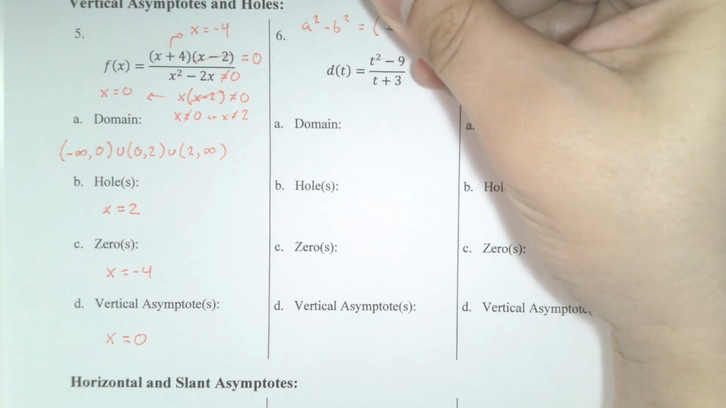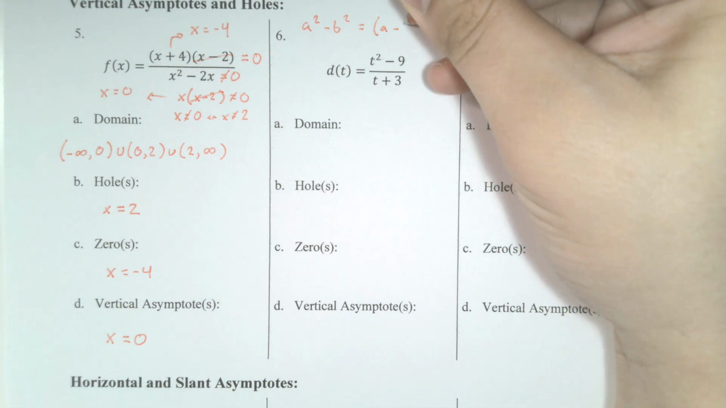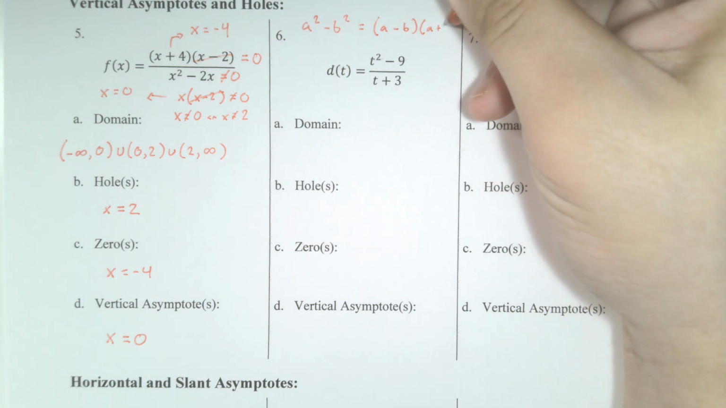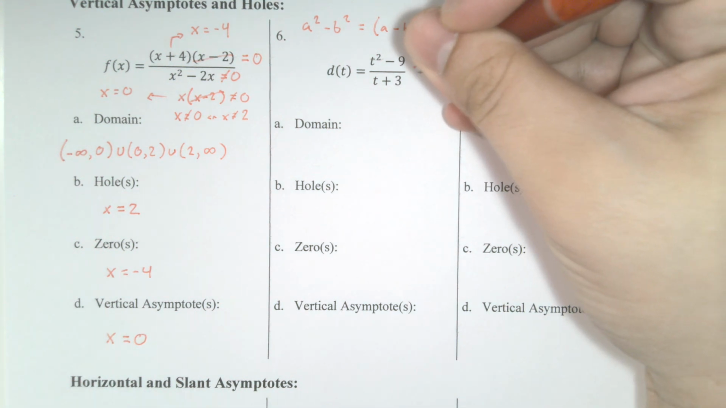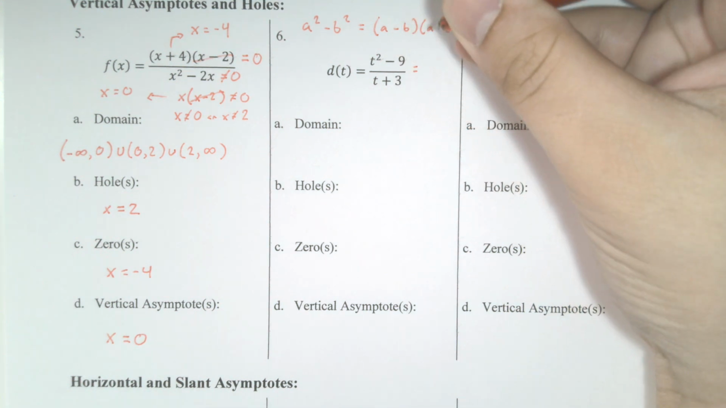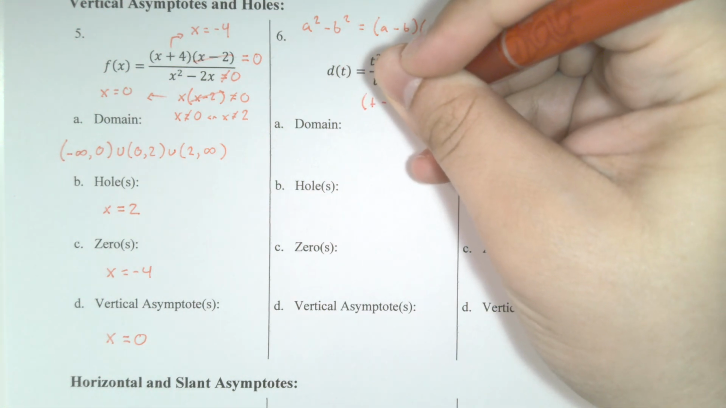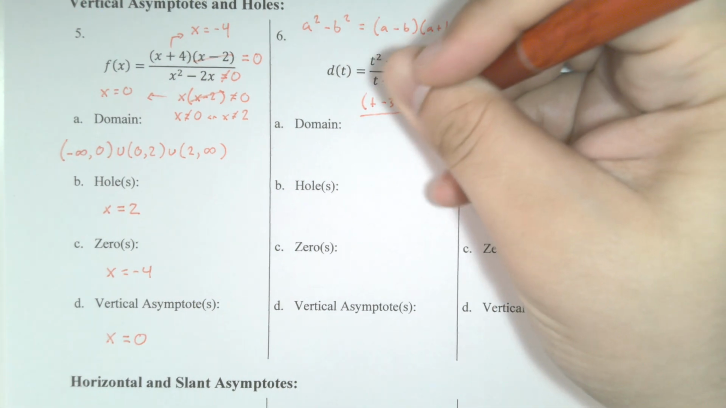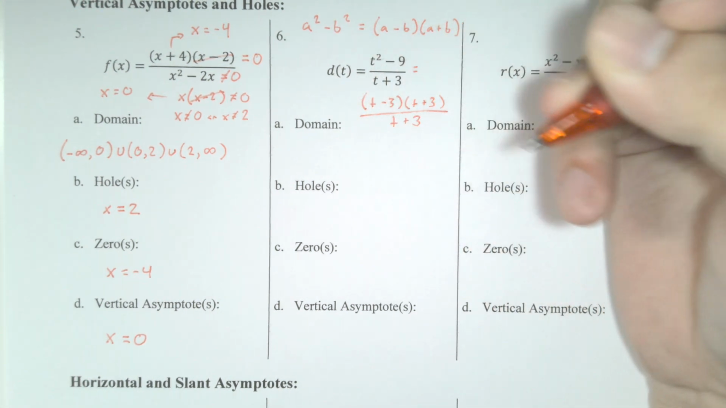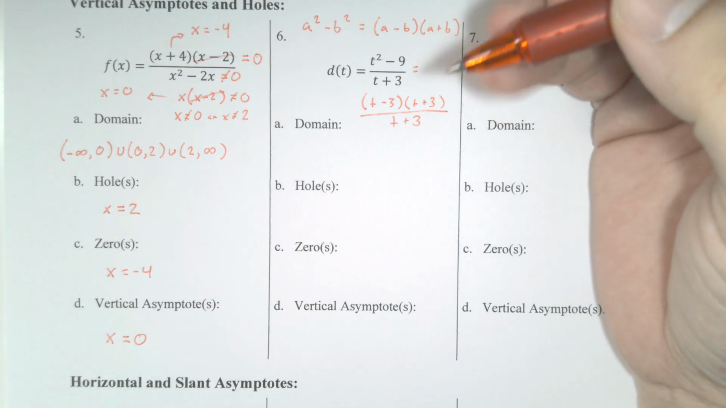And basically, we need to recognize that, well, if we have something in the form of a squared minus b squared, this is equal to a minus b times a plus b. And so what we get out of the numerator here is that this is equal to, I'll write it down here, t minus 3 times t plus 3, all divided by t plus 3. So usually helpful to have these in factored form already.